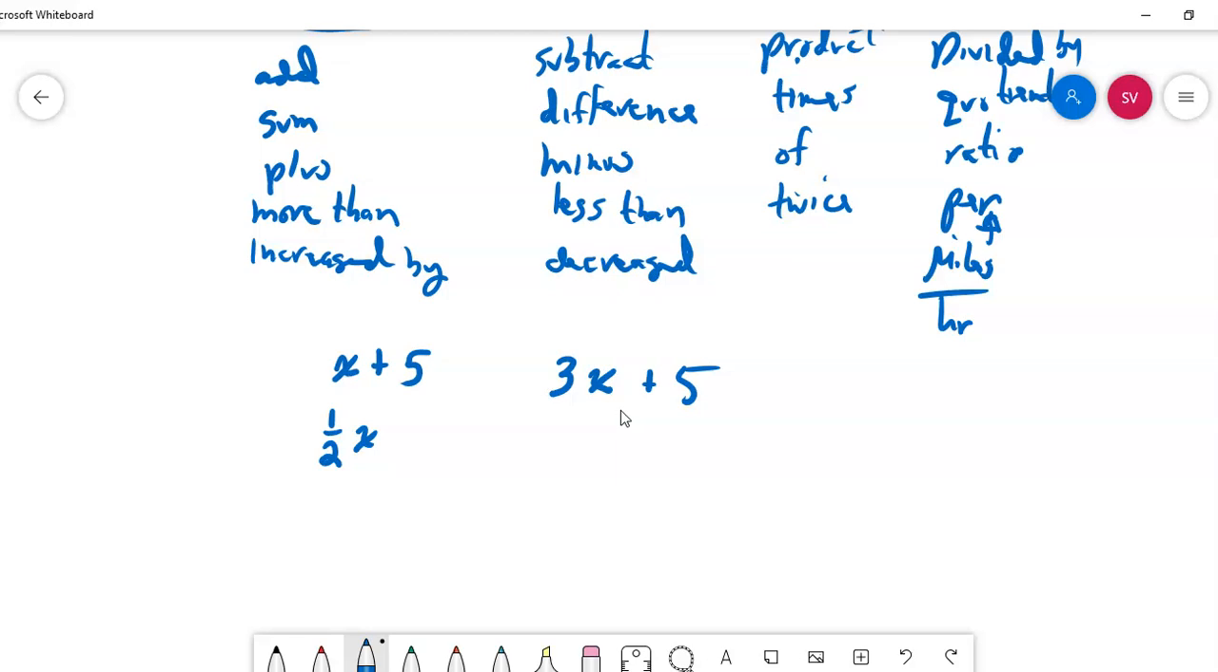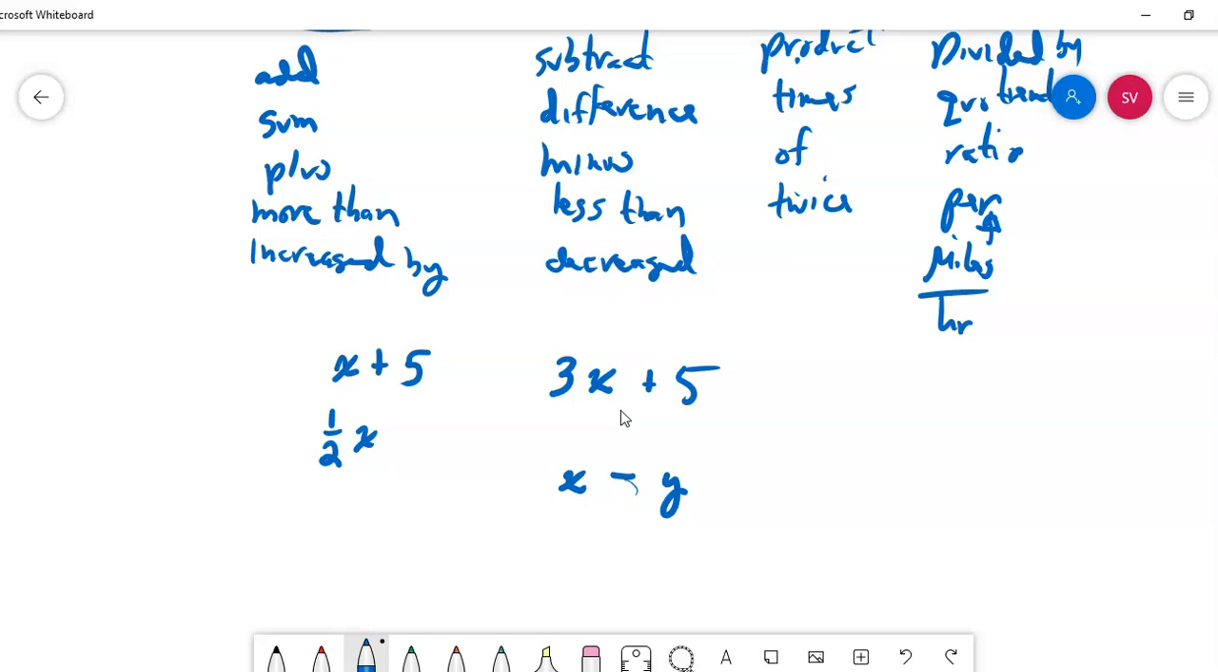The difference of two numbers. Well, I don't know what the two numbers are, so you've got to put them as different letters. And then the word difference implies subtraction. So you can show it as X minus Y.